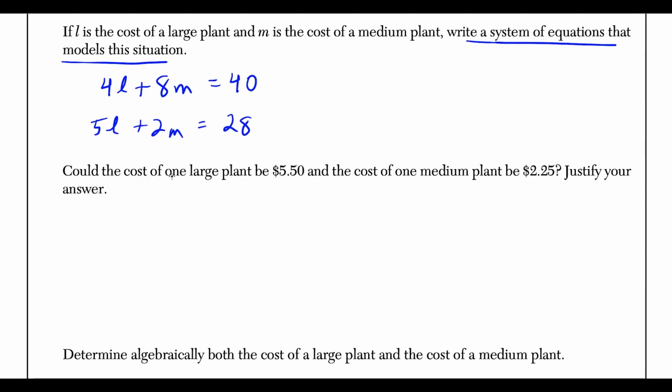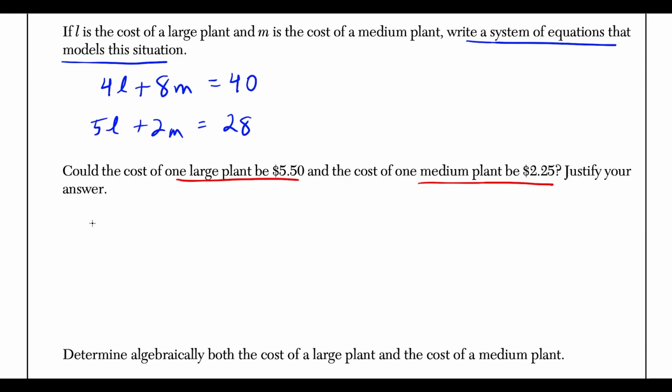So the second part, we want to verify if the cost of one large plant could be $5.50 and one medium plant could be $2.25. And we have to justify our answer. So what we have to do is plug in L and M for these values, and it has to work for both equations.